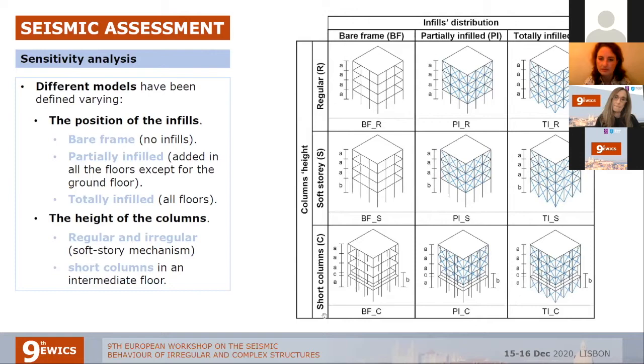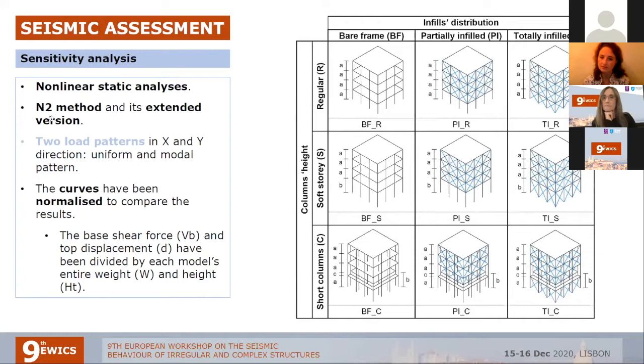and then we considered another model, which was the short columns, because in model B this building presented short columns in one of the frames, so we wanted to study that irregularity. We performed nonlinear static analysis. We used the N2 method and its extended version to analyze the curves, the infill curves.